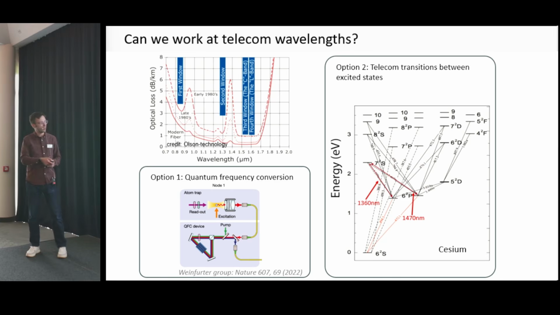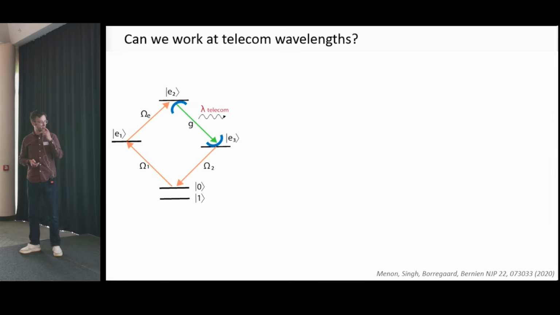And our question was, okay, how do we get these telecom photons out and combine them with the very nice long-lived qubit states in the ground state? And here's a protocol that we came up with. So you have the long-lived qubit states, and here's a simplified level diagram. You have your telecom transition, and that is where you now put a cavity.